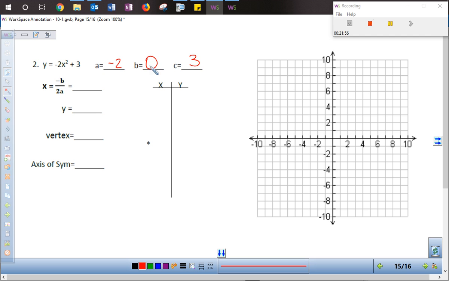So when I substitute 0 in for b, that's going to be the opposite of 0, so 0, over 2 times my a value of negative 2, which is negative 4, which is going to give me an x value of 0. Now when we substitute that back into my y value, you should get a result of positive 3. So my vertex is 0, 3. And again, that's the most important point, so it goes in the middle of my t-chart.